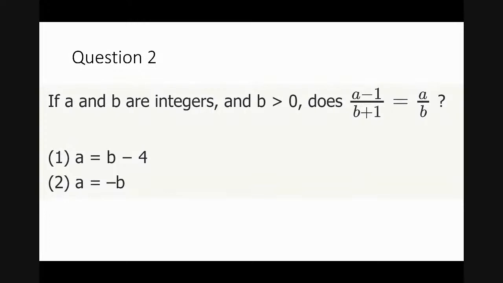So okay, perfect. So now we want to look at the next question, right? So this becomes a little bit trickier. The next question says a and b are integers and b is greater than 0. Does (a minus 1) divided by (b plus 1) equal a divided by b? So I'm going to use the exact same strategy to make sure that I'm trying to drill in how I attempt data sufficiency questions, right? So let's jump into the same format.